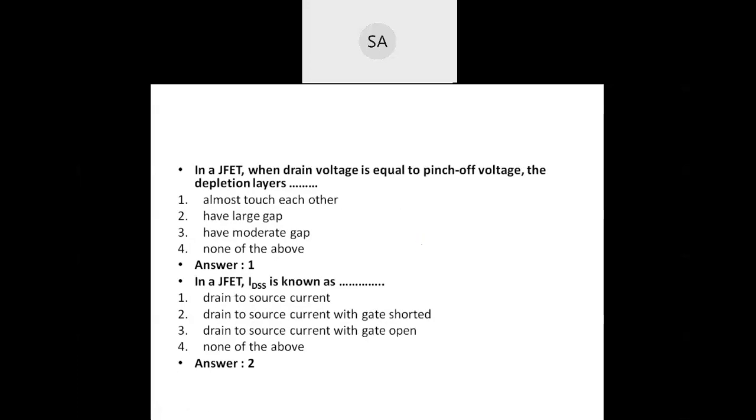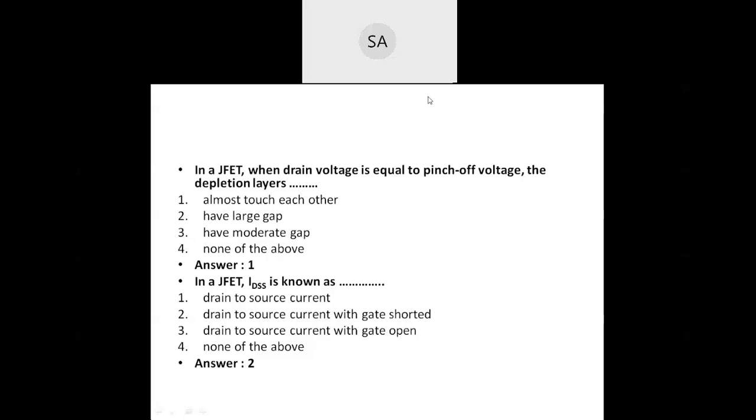So in a JFET, when the drain voltage VDS, which is nothing but the drain to source voltage, is equal to the pinch off voltage, the depletion layers: almost touch each other, have a large gap, have a moderate gap, or none of them. So this is from the Shockley equation. We can directly say that when VGS is equal to VP, then the drain current is 0. Why? Because the depletion regions both touch together.